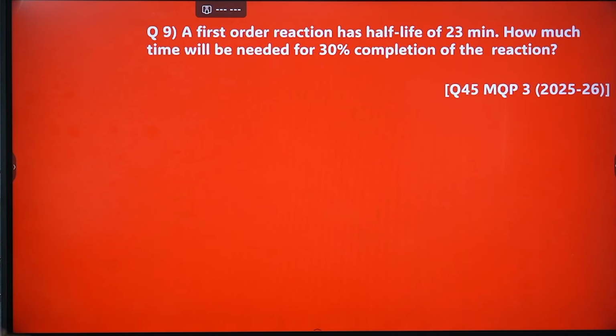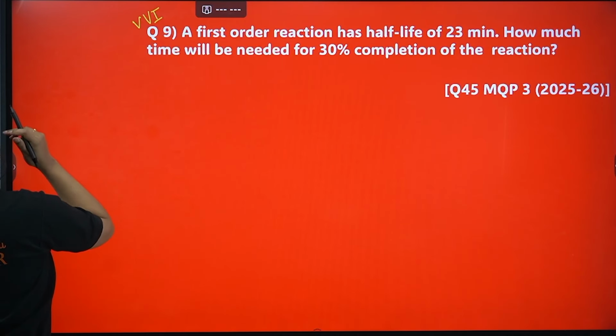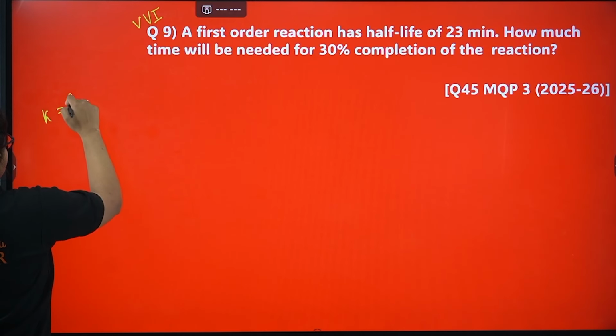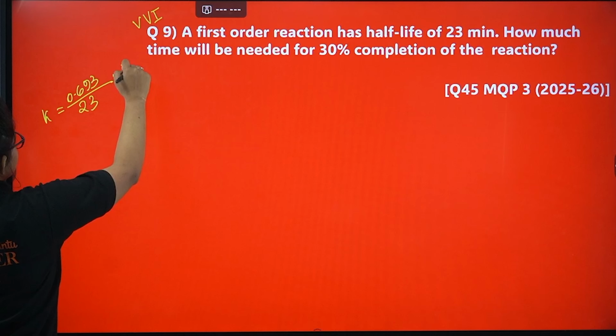Let's go ahead. A first order reaction has a half-life of 23 minutes. How much time will be needed for 30% completion of the reaction? Let's go ahead. This is also a very, very important problem. So definitely we will start with the half-life calculation. K equals 0.693 divided by T half, which is 23. We will calculate it later.